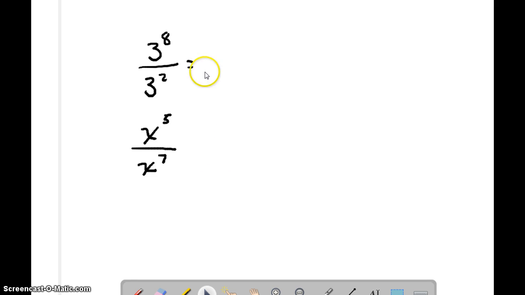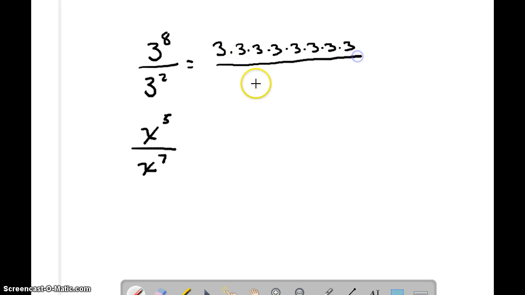Okay, so first of all, let's just take a look at what this really means. Well, this means that I have 1, 2, 3, 4, 5, 6, 7, 8 threes, and they're being divided by 2 threes, or 3 times 3. And we can cancel out, and we're left with 1, 2, 3, 4, 5, 6. So obviously that method is really painful.